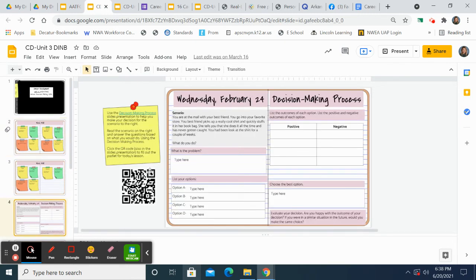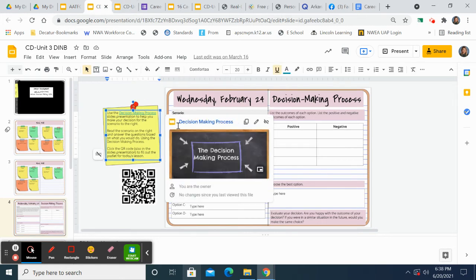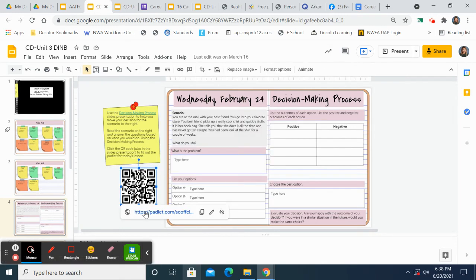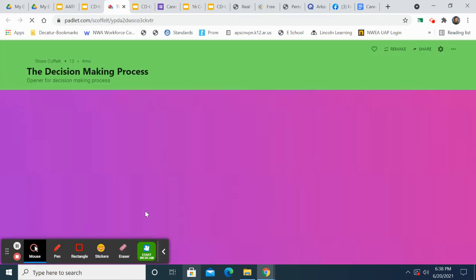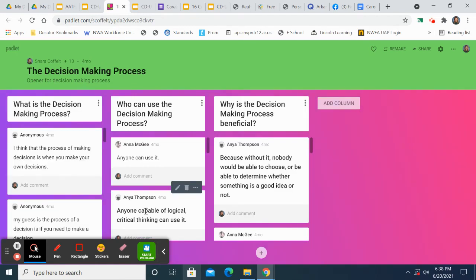So the first thing I did for Unit 3 was we talked about the decision-making process. So I had some slides that explained the decision-making process, and then I actually had a Padlet that I had students answer. What is the decision-making process? Who can use the decision-making process? And why is the decision-making process beneficial?